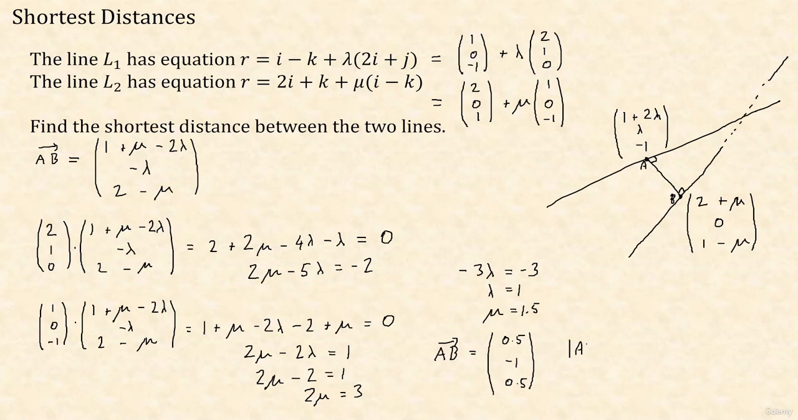So we want the modulus of that. So the modulus of AB is the square root of 1/2 squared plus minus 1 squared plus 1/2 squared. Key that all into the calculator and you get root 6 over 2. And there we have it, the shortest distance between the two lines. So that's how you use the dot product to find shortest distances between lines and the origin, lines and points, and between two lines.